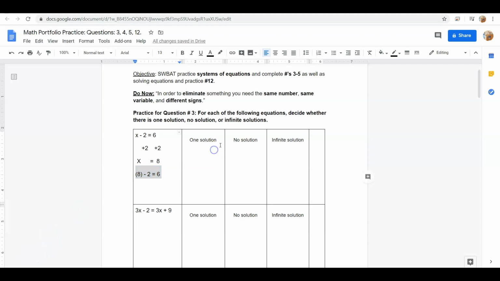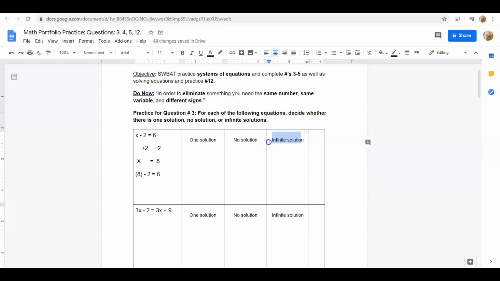Now for the fun part. You need to tell me if there's one solution, if there's no solution, or if there are infinite solutions. So let's start with no solution. No solution means there's no answer. There's nothing we could put in to replace x that would make this equation true. I see that we were able to plug 8 in to make this equation true. So I don't think there's no solution, because I can clearly see that the solution is 8. So no solution is not going to be my answer.